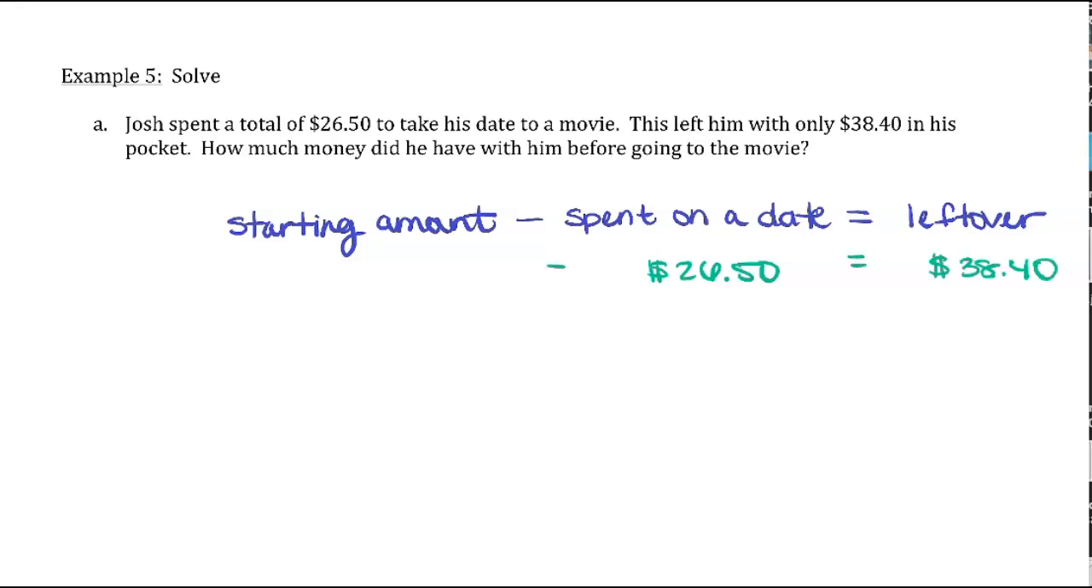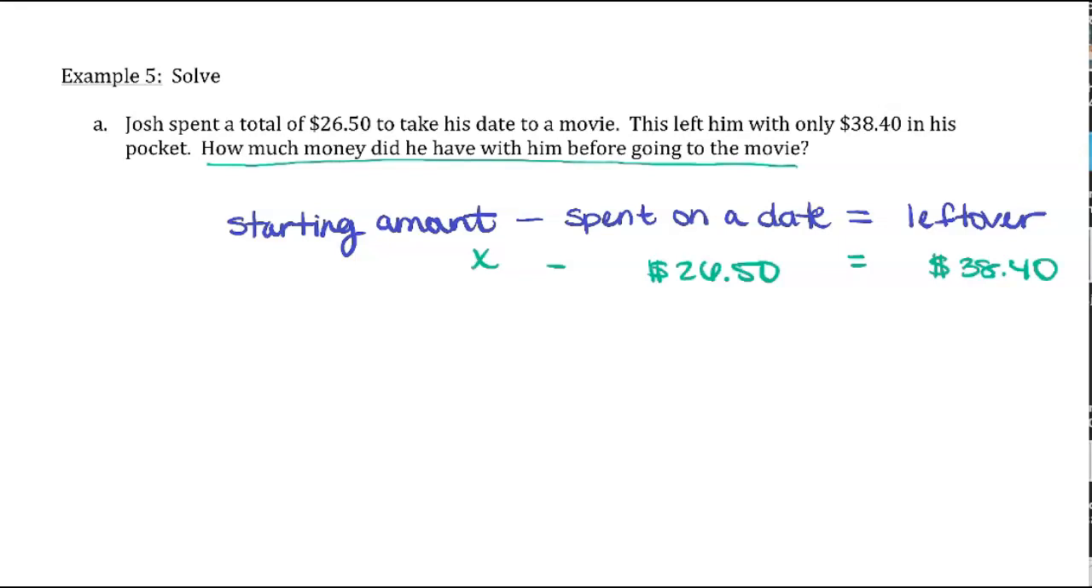Now, we almost have our equation set up. What we don't know is the starting amount. That's exactly what we're asked to find. How much money did he have with him before going to the movie? The starting amount. Let's use a variable to represent that. I'll choose x. So now we have the equation x minus $26.50 equals $38.40.